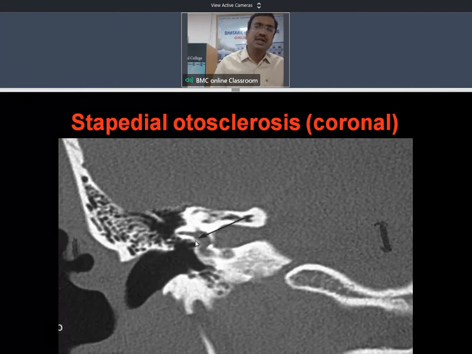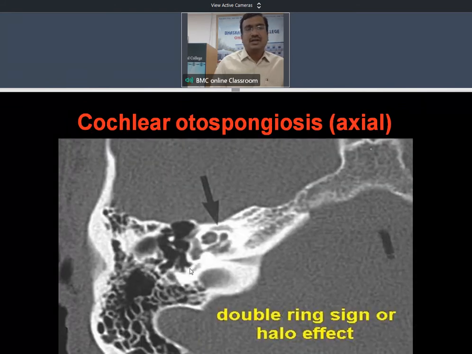This is the coronal scan of the mastoid. You can see in the oval window region there is some bony thickening. That means you should suspect an otosclerotic focus in the oval window region. You cannot say it only by doing the audiological investigations. If you do this CT scan of the temporal bone, then you can see this otosclerotic focus in high resolution CT scans. In the cochlear type of otosclerosis, you can see the double ring sign or halo effect.